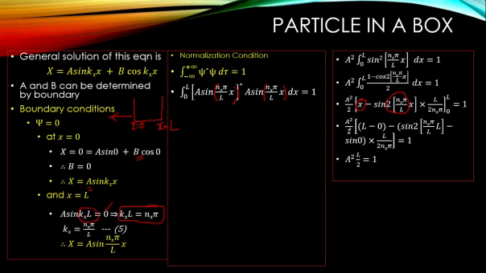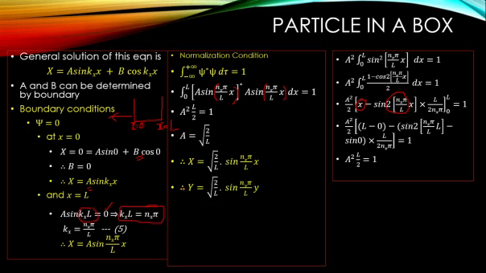So now you can see that A square by 2 into L is equal to 1, or what is A? A is the square root of 2 by L. So we can substitute for A now. So capital X becomes the wave function which depends only on small x, that is the dimension x. We'll get square root of 2 by L into sine nx pi by L into x.